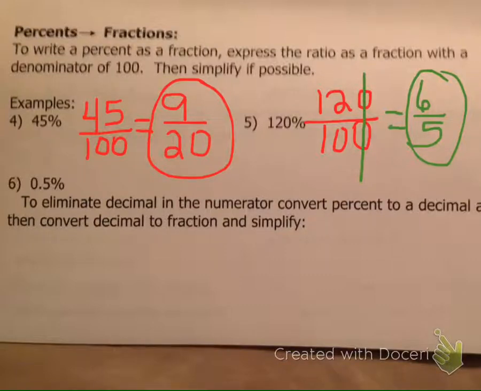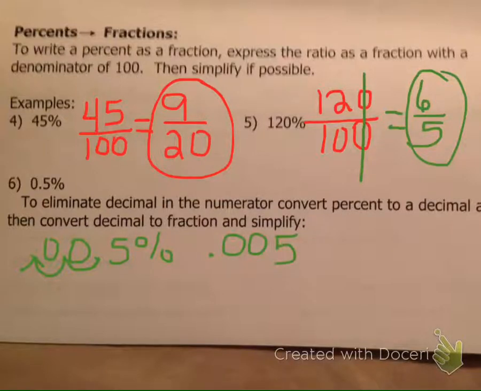Okay, for number 6, you have 0.5%. To eliminate the decimal in the denominator, I would convert the percent to a decimal and then convert the decimal to a fraction and simplify. I should have given you those notes first, but we'll go over it now. If it's 0.5%, to change that to a decimal, we're going to move our decimal 2 places to the left.